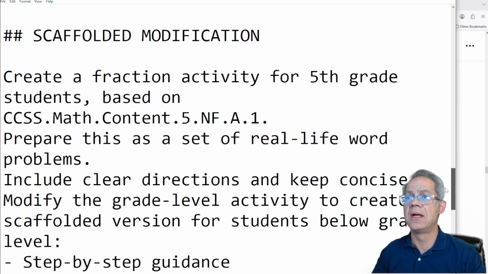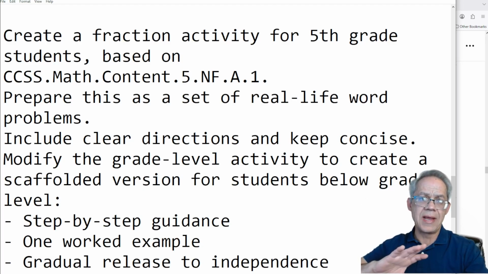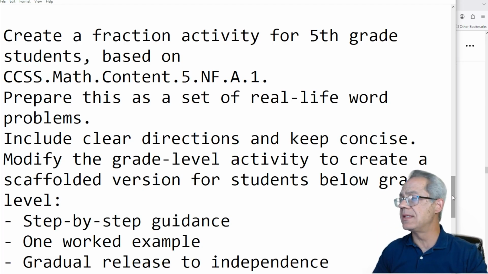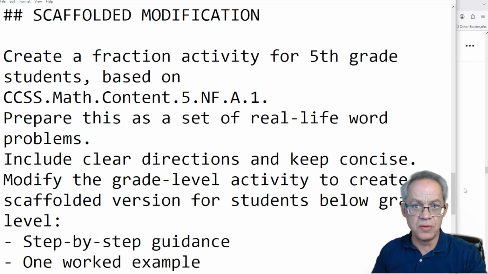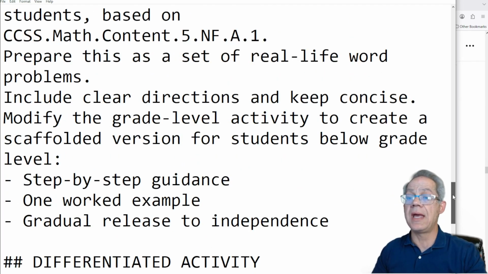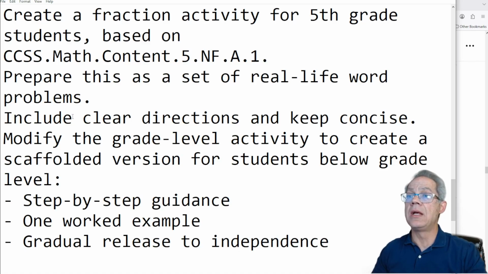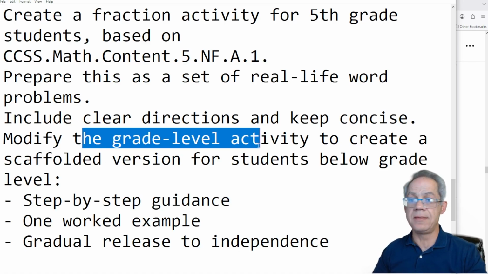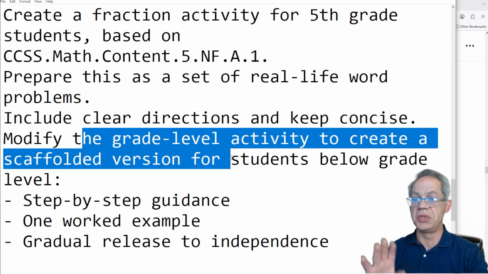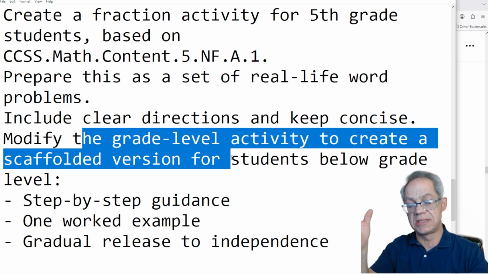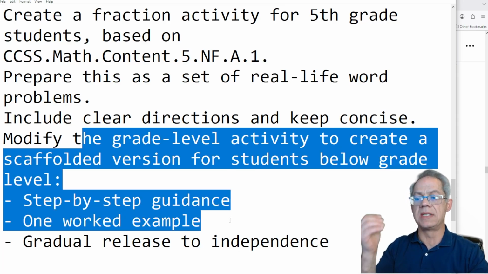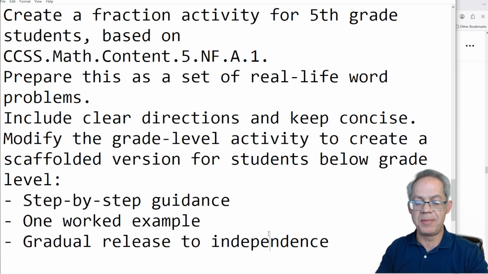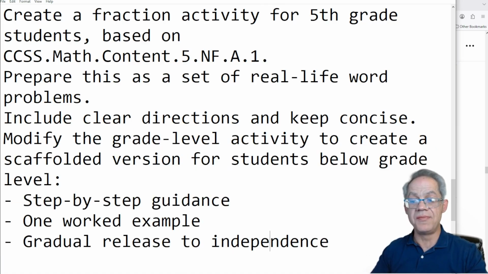All right, so that was our ELL. What are we looking at next? All right, for our below grade level students who are having a hard time with the concepts in this particular case, we've got our activity, and then what do we want to do for them? Okay, we are going to include clear directions, keep concise, modify it to create a scaffolded version for students below. And thinking back to our supports that we identified, we want to make sure it includes step-by-step, one worked example, and a gradual release to independence. And we turn that over to AI.